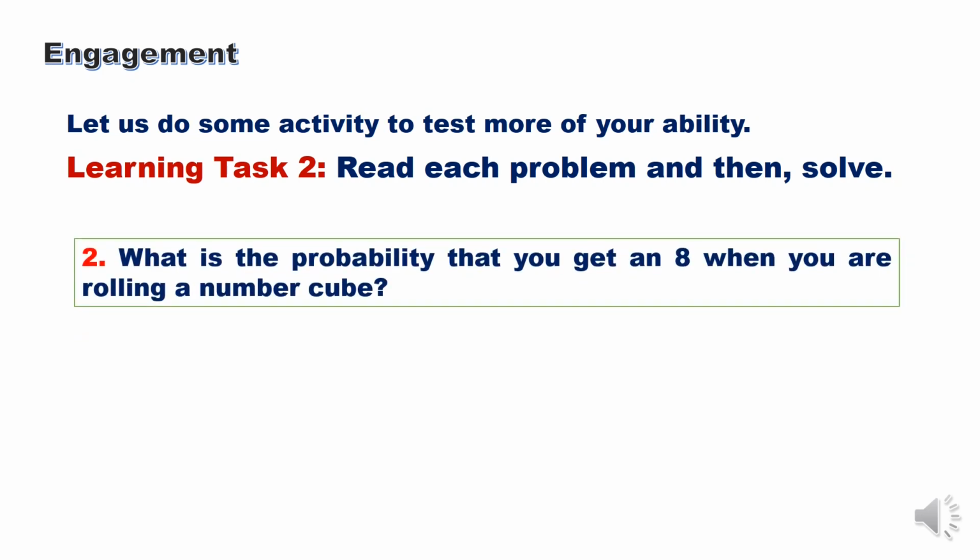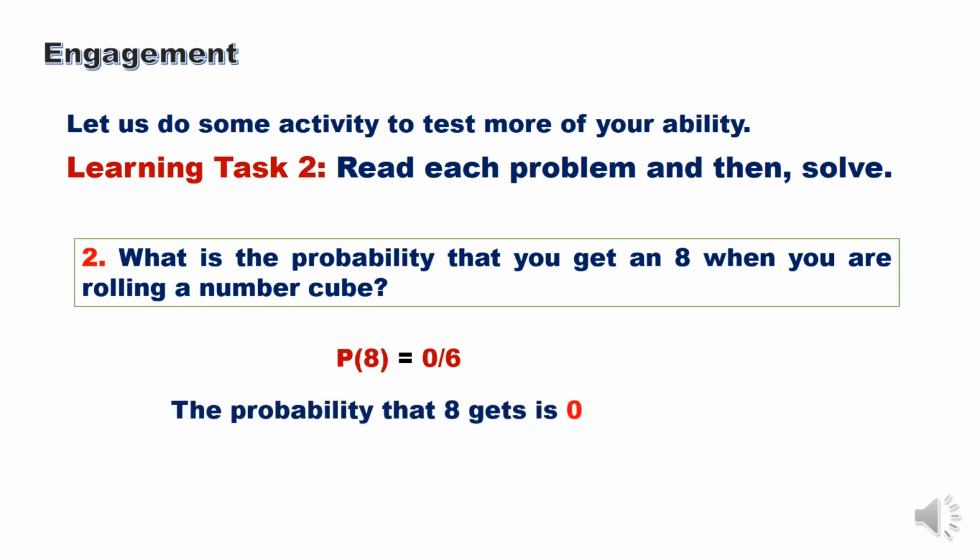Number 2, what is the probability that you get an 8 when you are rolling a number cube? The event is 8 equals 0 out of 6. There is no 8 in a number cube. So the probability that 8 gets is 0 or impossible.